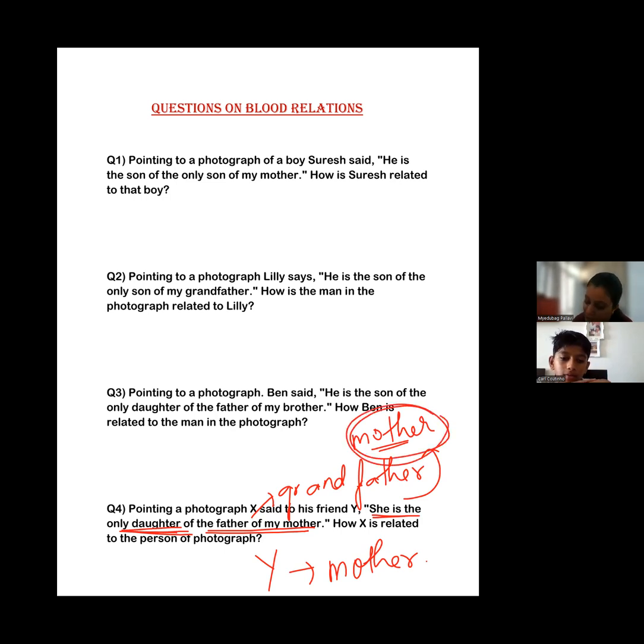So Y will be mother of X. Now see what is asked. X is the son of the mother, so how is X related? X can be whatever gender will be given in the equation. Here it is not mentioned. So X can be a boy also, a girl also. So X can be son or daughter of Y.